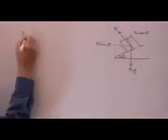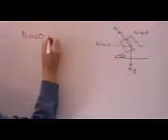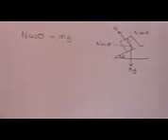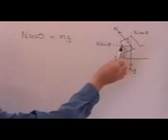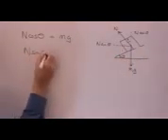So that means that N cosine theta, which is the force acting up, must equal mg, which is the force acting down. Now let's have a look at the forces in the horizontal direction. Well, there's just one, N sine theta. Well, what is that doing?